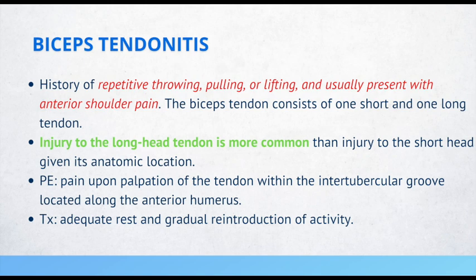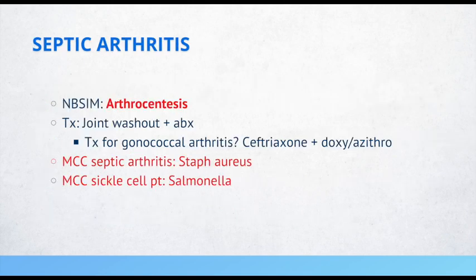Septic arthritis. The next best step in management, of course, is an arthrocentesis. You want to go ahead and treat these patients with a joint washout and antibiotics. If you suspect a gonococcal arthritis, you can give ceftriaxone and doxycycline or azithromycin. The most common cause of septic arthritis is Staph aureus. The most common cause in sickle cell patients is Salmonella.